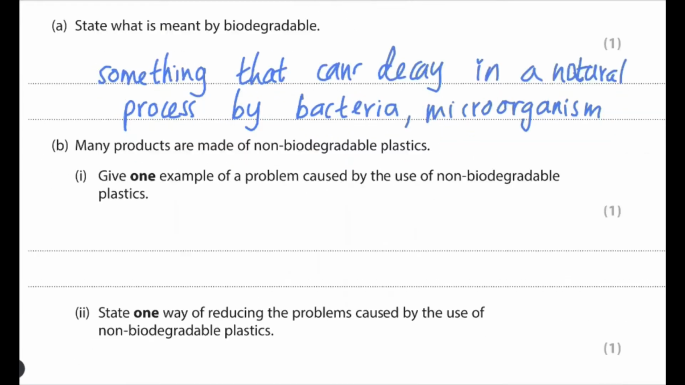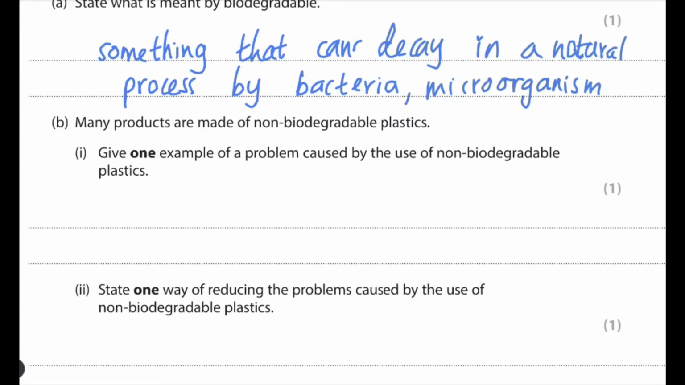Next part, give one example of a problem caused by the use of non-biodegradable plastics. The pollution is happening because of this reason, because those things are not degraded, or not decomposed properly, so they will get piled up. So landfills and also land pollution, water pollution, for most of the pollution this is the reason. So we will say fills up land, water pollution.